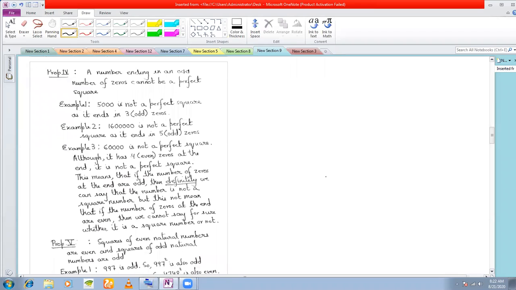Next property, property number 4. A number ending in an odd number of zeros cannot be a perfect square. What do you mean by this? Let us consider this number, 5,000. The question is, is this a perfect square or not? How many zeros are there? 3 zeros. So this 5000 has an odd number of zeros.